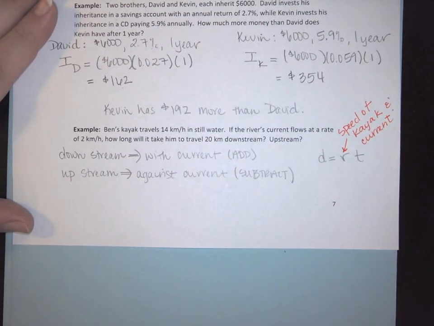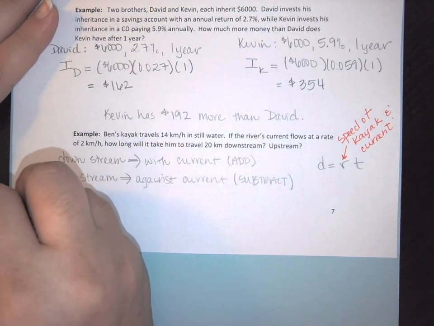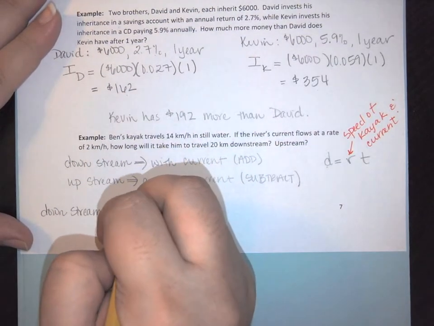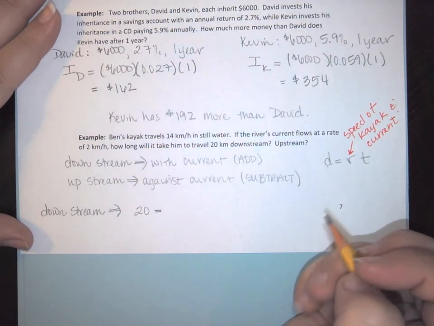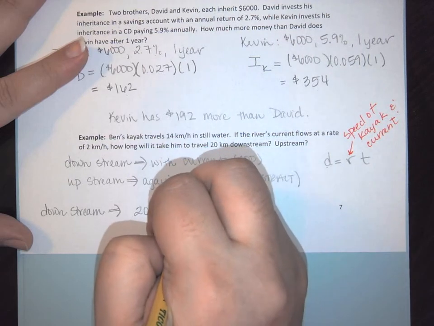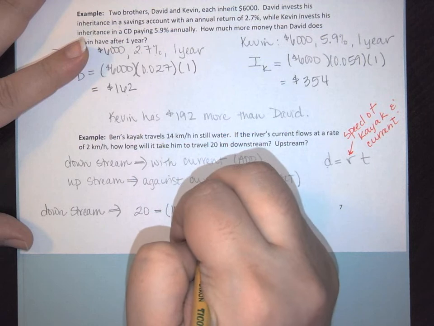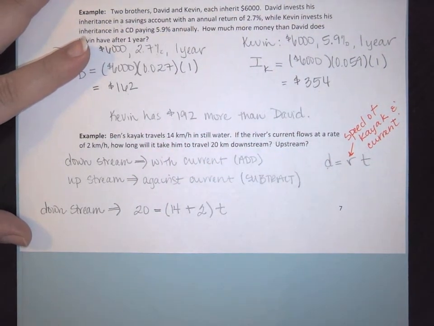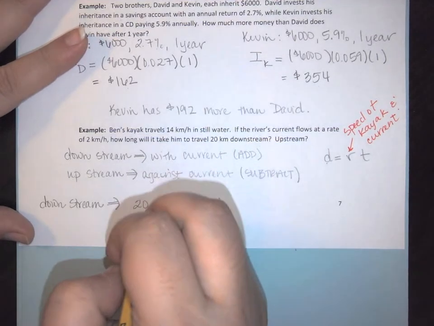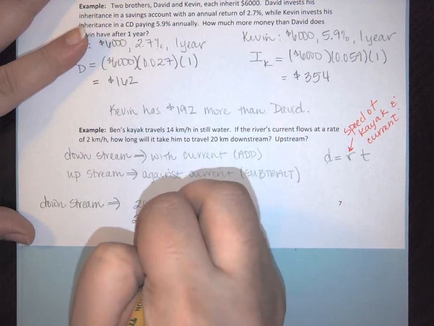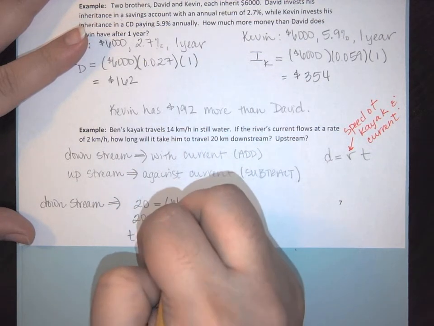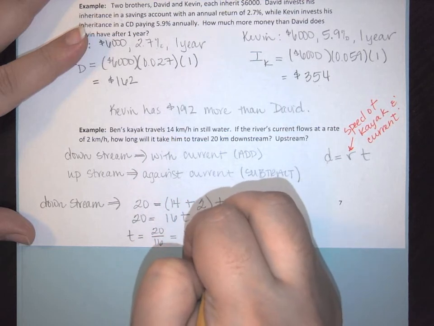So first things first, we need to be able to calculate downstream. When we're talking about downstream, D is your distance. So we're setting up that we have 20 kilometers is equal to your rate. My rate here is going to be the kayak, 14 kilometers per hour. We're going to add the current, which was 2 kilometers per hour, and we don't know the time. So here, very simply, 14 plus 2 gives you 16. So we have 20 is equal to 16t. Divide everything by 16 and we end up with t equals 20 over 16, which is the same as 1.25 hours.